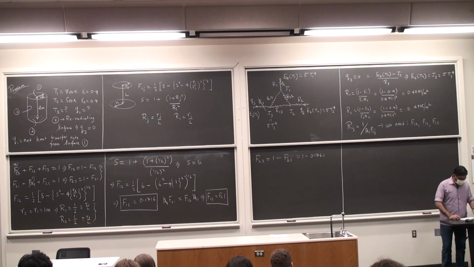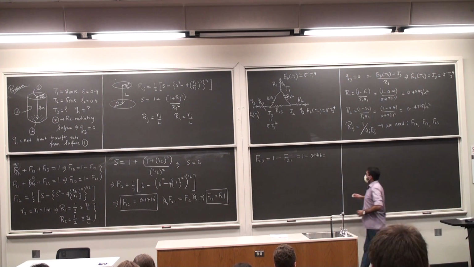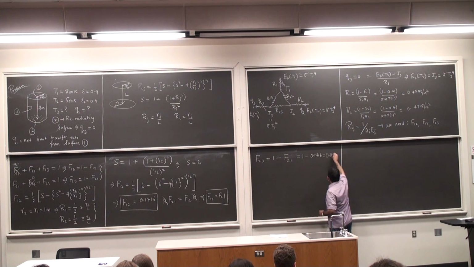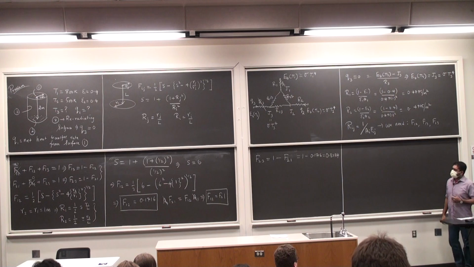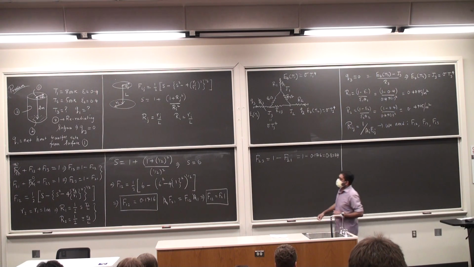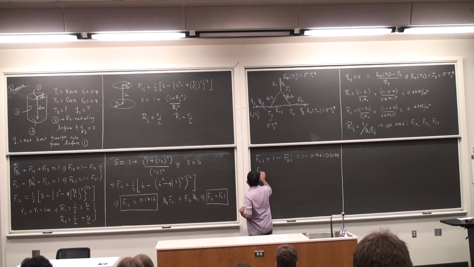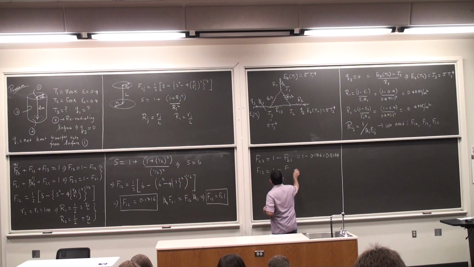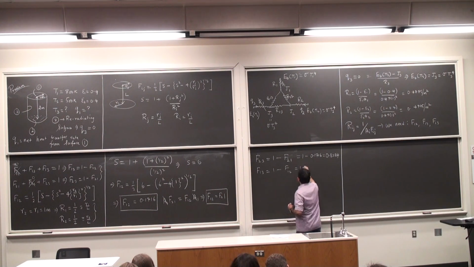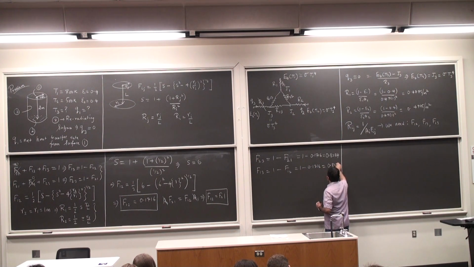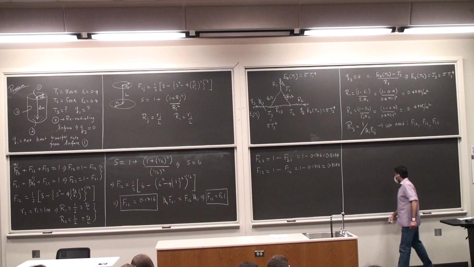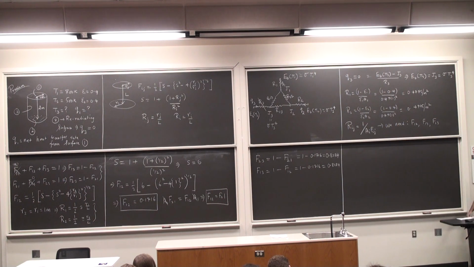I misplaced the sheet, but it should be 0.8284. Okay, and then same idea. I need F13, which is 1 minus F12. Same, 0.8284. Okay, we have all the view factors calculated.